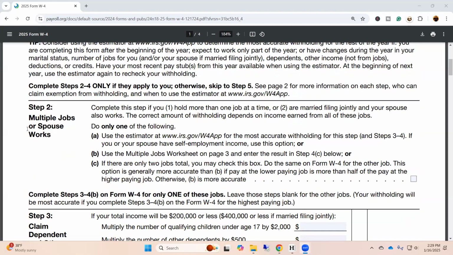And Daniel only has one job. So we can skip step two, okay? We only do steps two, three, and four if they apply to us.